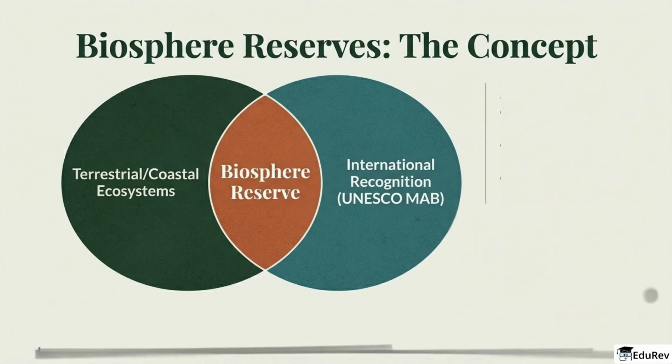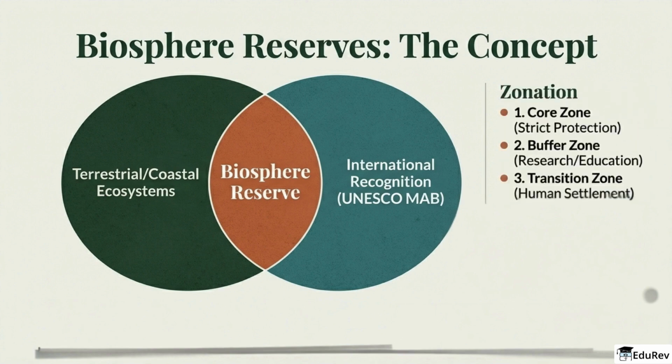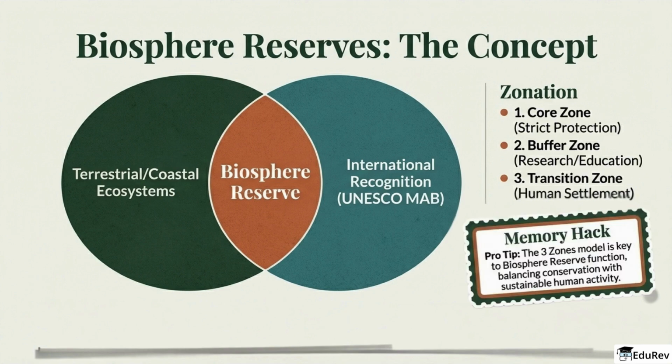Now the three-zone model is the core of the concept. The core zone is for strict protection. The buffer zone is for research and education. The transition zone is where human settlement and sustainable activity are allowed. That three-layer design is the real logic of biosphere reserves. Conservation with controlled human coexistence.